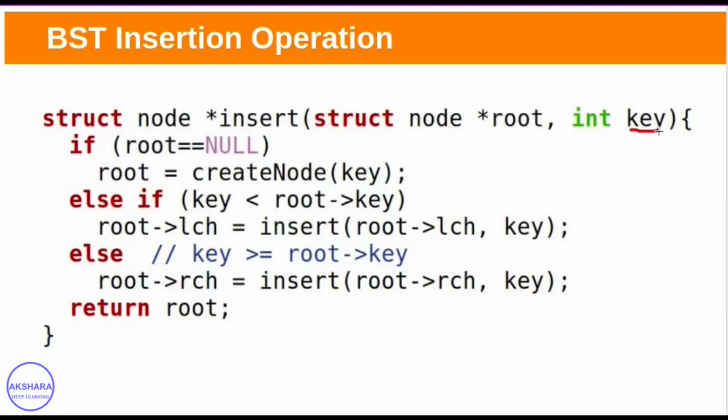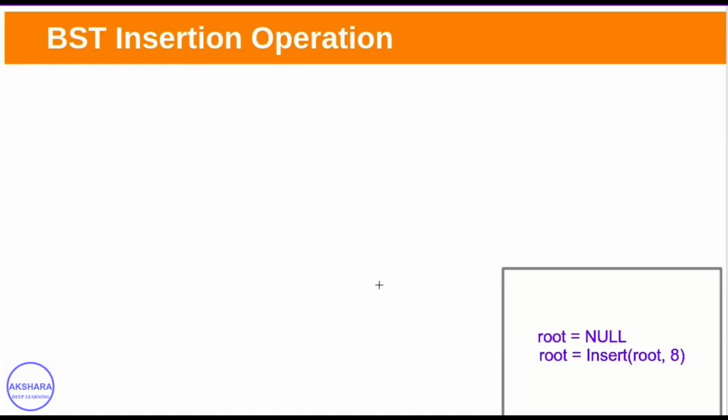Here the key is the value to be inserted and the local variable root is the root of the tree passed to this insert function. If the tree is empty, the root of the tree will be null. Then a new node will be created and its address will be returned. If the key is less than the root key, then recursively call the insert function on the left subtree of the current root. If the key is greater than or equal to the root key, this else case, then recursively call the insert function on the right subtree of the current root. Let us see how this recursive function will work with an example.